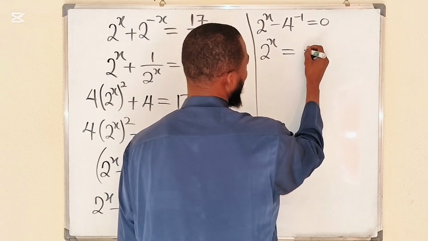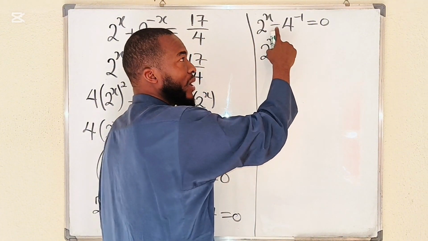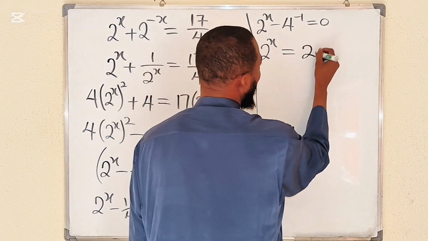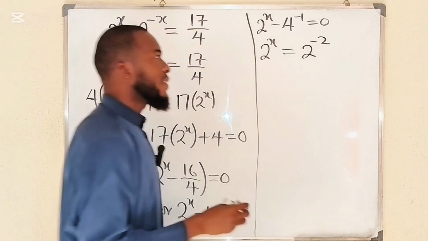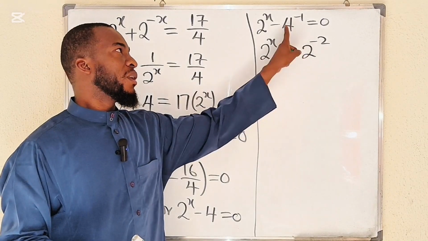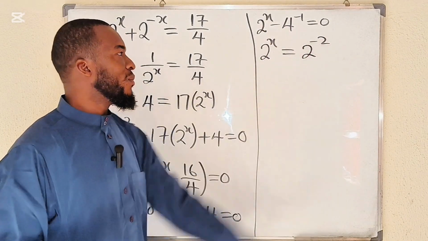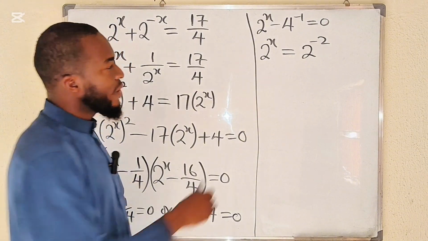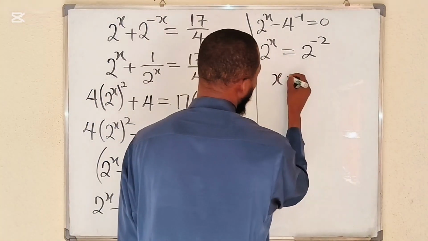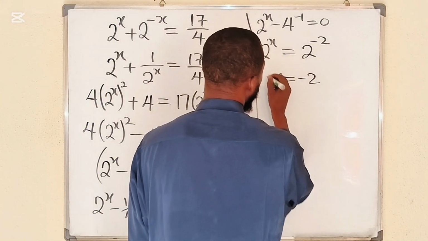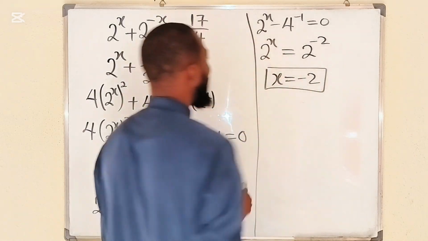We have, as it crosses over, it becomes positive. So we have 2 to the power of negative 2. Yes, because 2 squared is 4. That power of 2 will have to multiply negative 1. You have negative 2. And since the bases are the same, we can simply equate the exponents. So x equals negative 2 is our first solution.